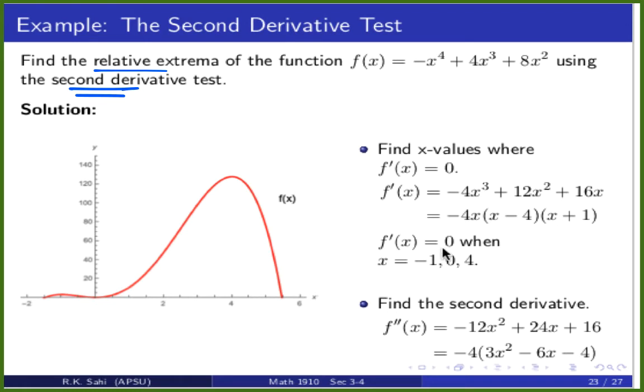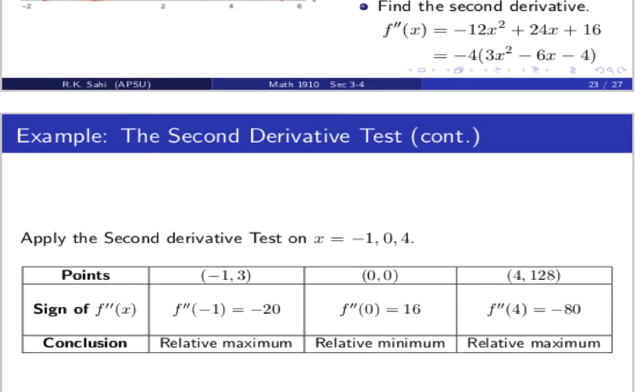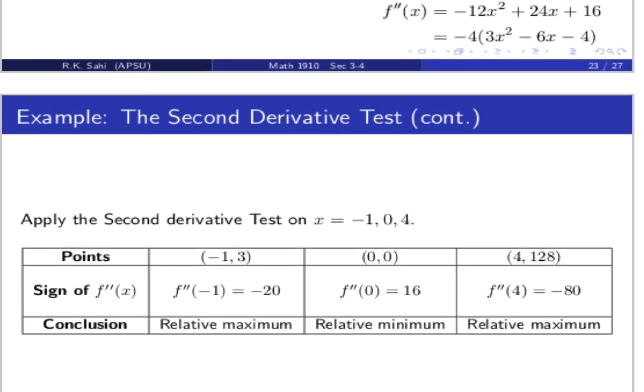Now we find the second derivative. The second derivative is negative 12x squared plus 24x plus 16. And you can take the negative 4 common. You get negative 4 times 3x squared minus 6x minus 4. Now remember, we have to apply the second derivative test to find the relative maxima and minima. We will be testing it on the points minus 1, 0, and 4. So the points are minus 1 and 3, 0 and 0, 4 and 128.